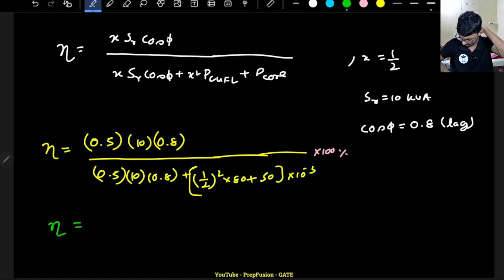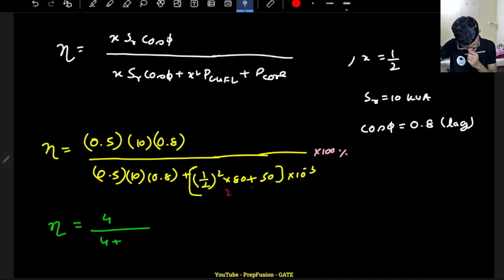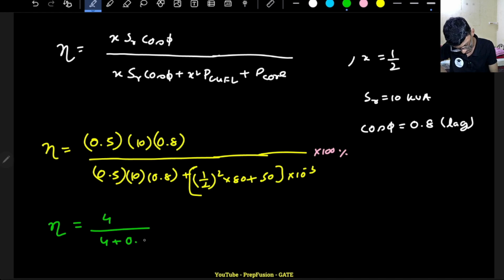this will be 5 into 0.8. So this is 4 divided by 4 plus this is 20 plus 50. So this is 70, or 0.07 into 100. So 4 divided by 4.07. So we'll quickly calculate this value. What is 4 divided by 4.07 into 100? So 98.28 percentage. 98.28 percentage will be the answer of this question.